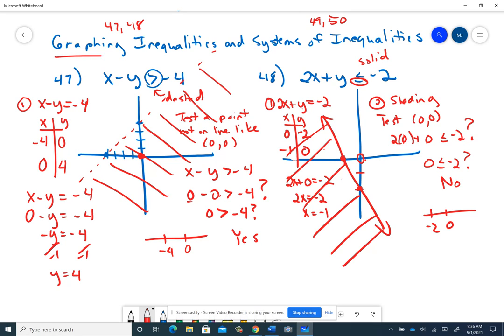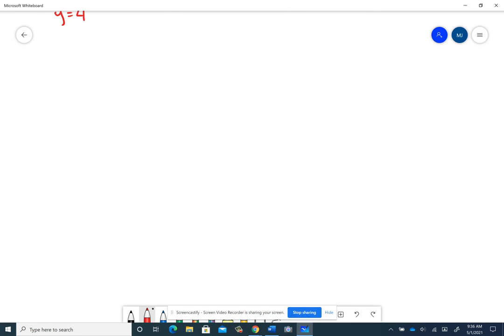Okay, so that's graphing inequalities. It's a two-step process. You graph the line, which is the boundary, and then you test a point to decide which side to shade. All right, so now we got just 2 more questions, and then you can really get busy on all this material. All right, we're going to look at 49 and 50.